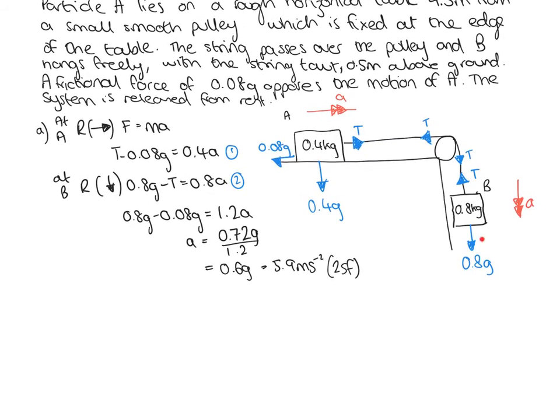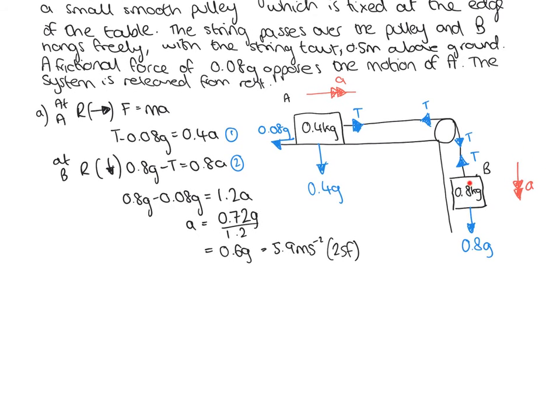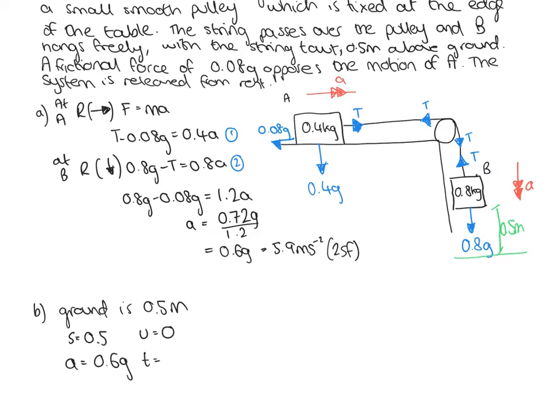Then part B is asking us how long does this block take to hit the ground. We're told in the question that it's 0.5 meters above the ground. So that distance there is 0.5. So basically we want to know how long does a block starting at rest, so we're told that, accelerating at 0.6 g, take to travel 0.5 meters.